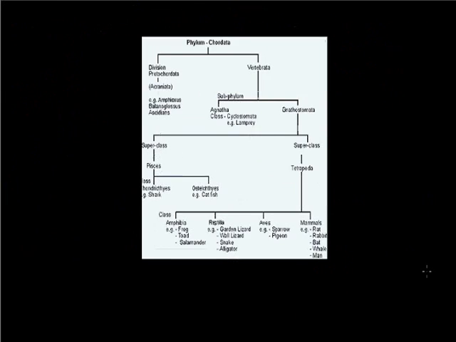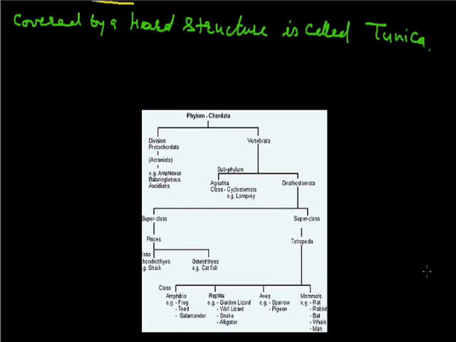This is a flowchart of the chordate animals. This is the chordate phylum, which is further divided into two subphyla, Protochordata and Vertebrata. Vertebrata is further divided into Agnatha and Gnathostomata. Pisces is the first superclass. The animals are the Chondrichthyes, all the cartilaginous fishes are classified in this group. These are the Osteichthyes, the bony fishes.